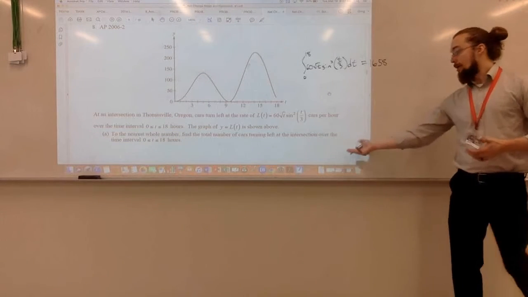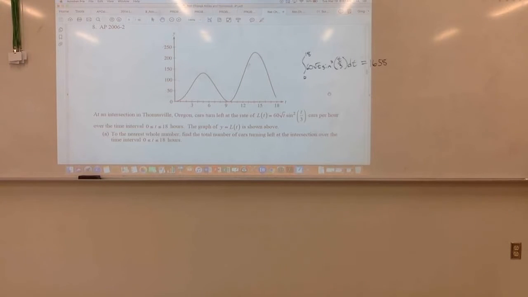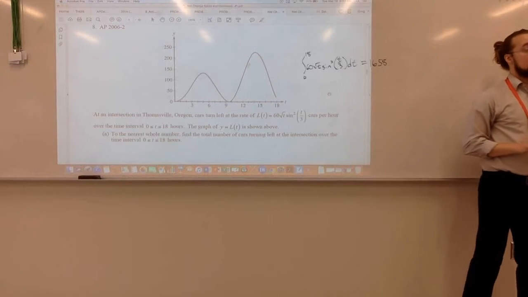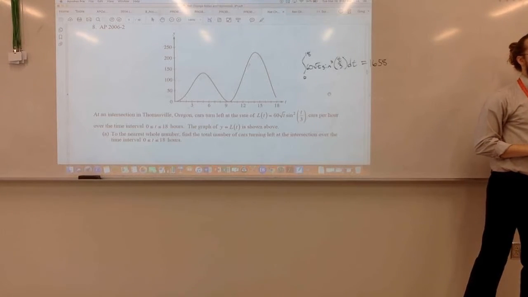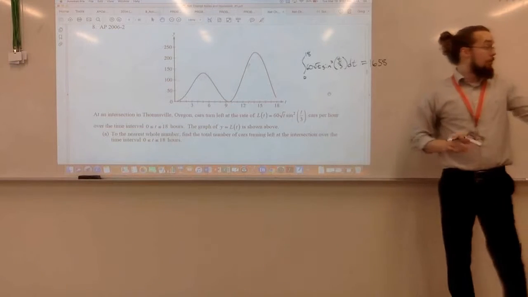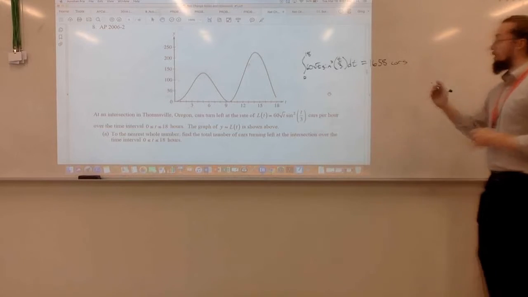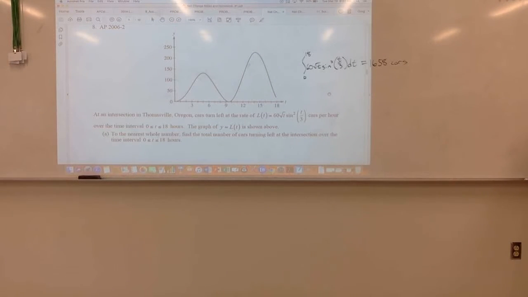It doesn't explicitly say this in this problem, but we would always want to label our answers. So what would the label be on this? Cars. Yeah, just cars, because we integrated our rate, so we got the total amount. 1,658 cars have turned left over this interval. That's it for part A.